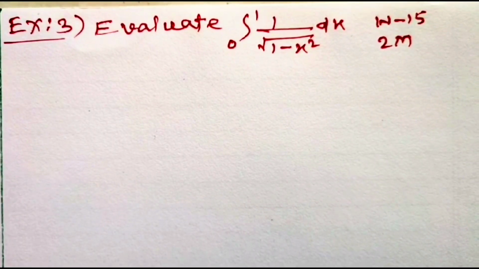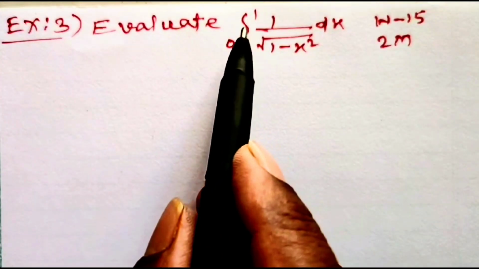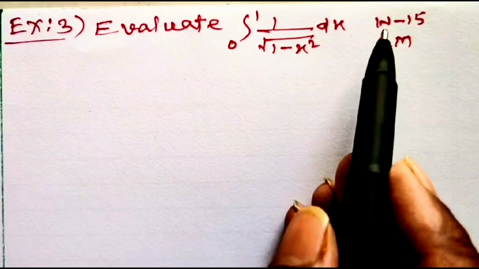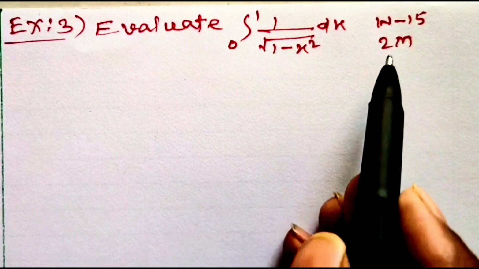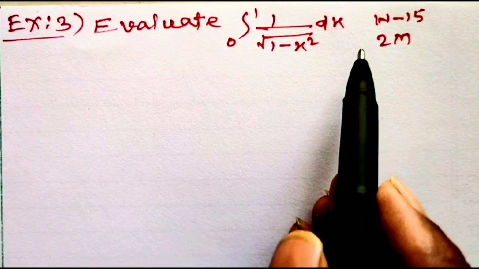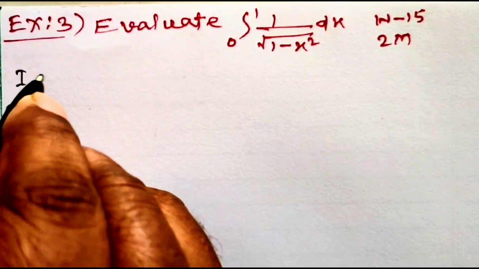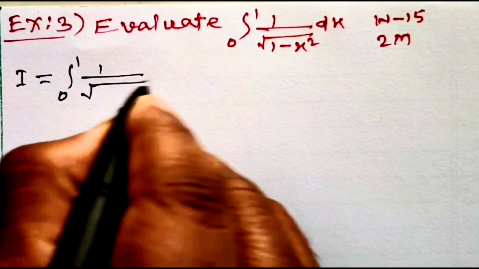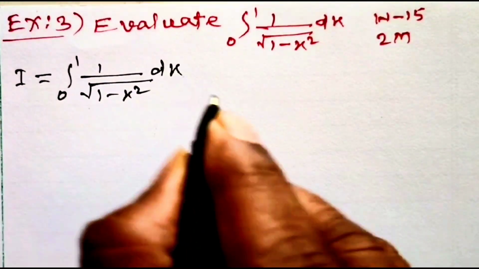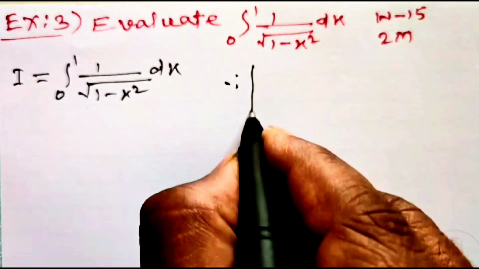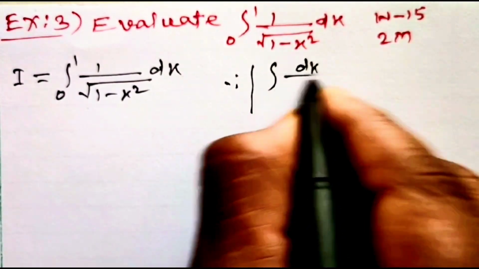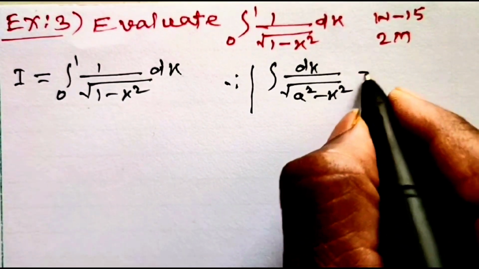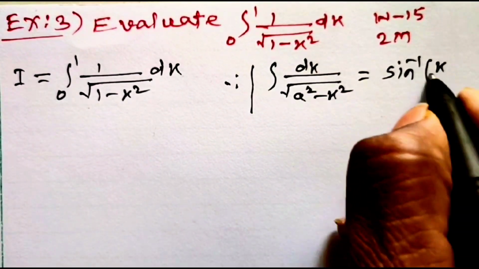Let us solve sum number 3. Evaluate the integral from 0 to 1 of 1 upon square root of 1 minus x² with respect to x, and this sum appeared in winter 2015 for 2 marks. To evaluate this integral, first of all consider the given integral as I, integral from 0 to 1 of 1 upon square root of 1 minus x² dx. Again we have to apply the same formula: integral of dx divided by square root of a² minus x² is equal to sine inverse x upon a.